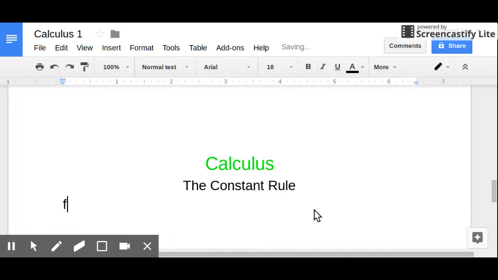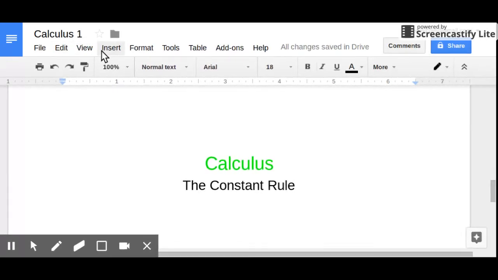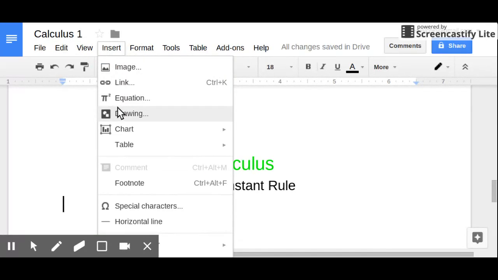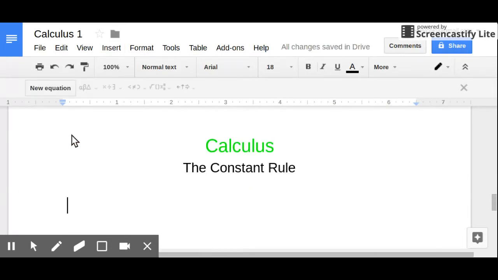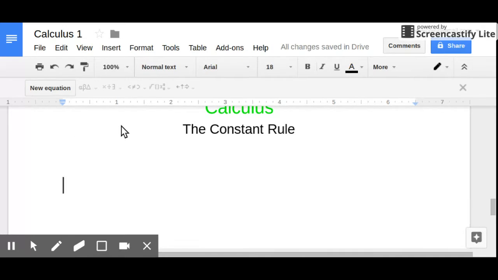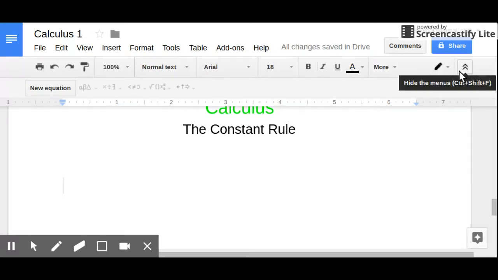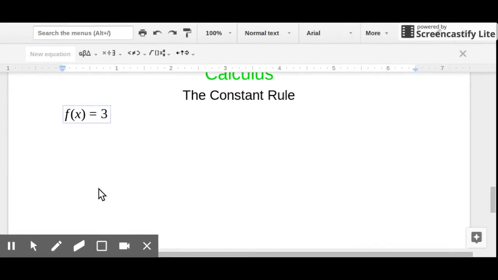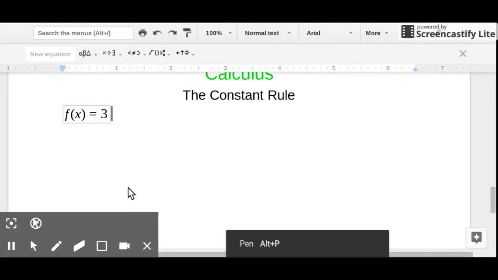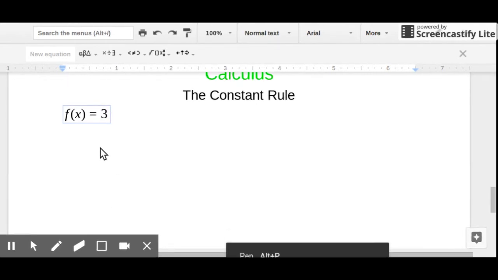So let's say that our function is, well, we need to bring this up first, I guess. Do some little modifications here. We'll say f of x is equal to 3. Okay, f of x is equal to 3.